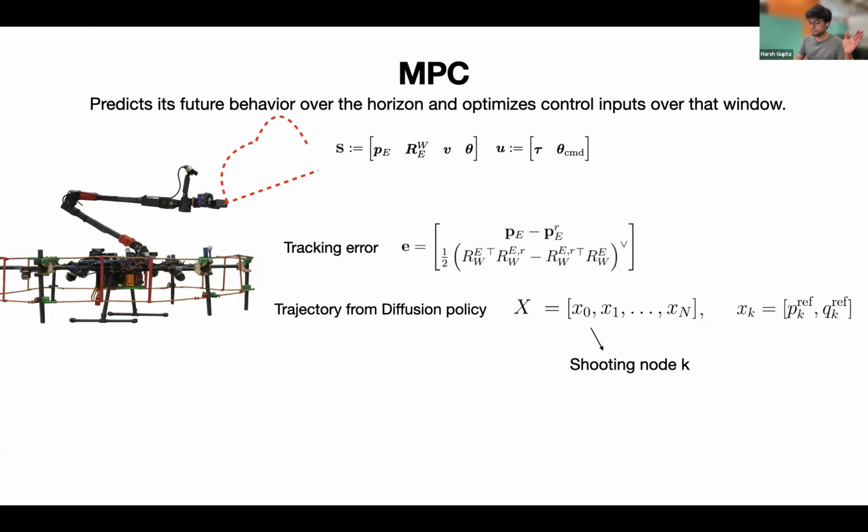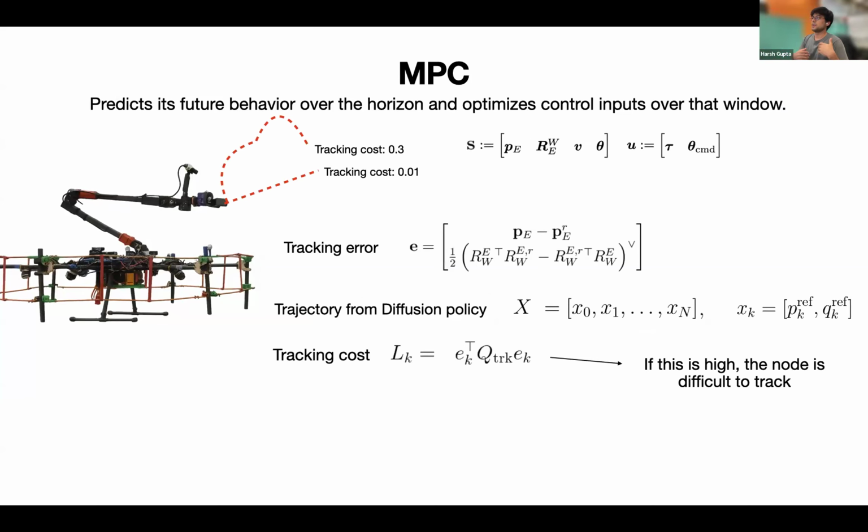So each of these nodes has the reference position and the quaternion for every single action in the future, imagine like 8 actions into the future. You can pass that into the MPC and then calculate a tracking cost. And you know that if this tracking cost is high, that node is difficult to track in that trajectory that you passed into it.